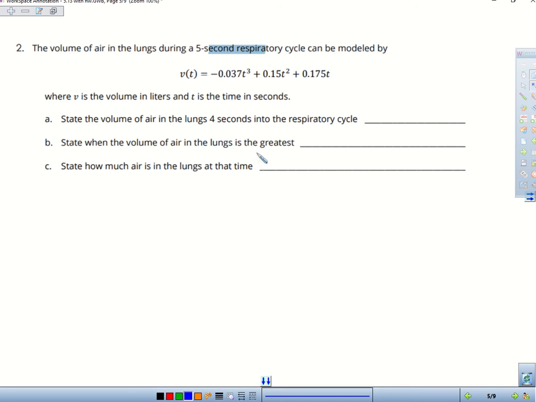State when the volume of the air in the lungs is the greatest. Here you'd be looking for the what? The maximum.